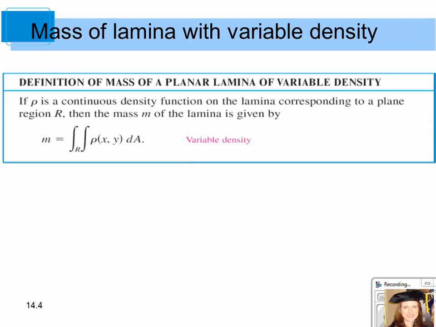Now suppose the density varies. Then this is the definition of the mass of a planar lamina with variable density. If rho is a continuous density function of the lamina corresponding to a plane region R, then the mass of the lamina is given by m equals the double integral over the region R of that density function rho of x and y times your differential area.